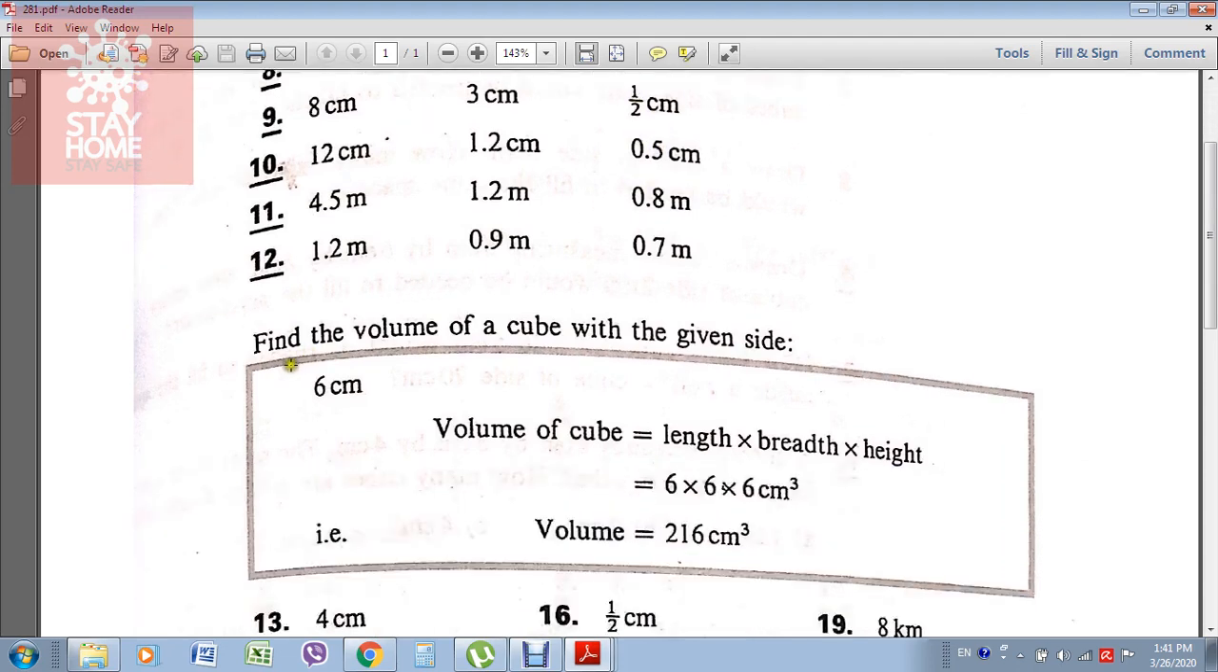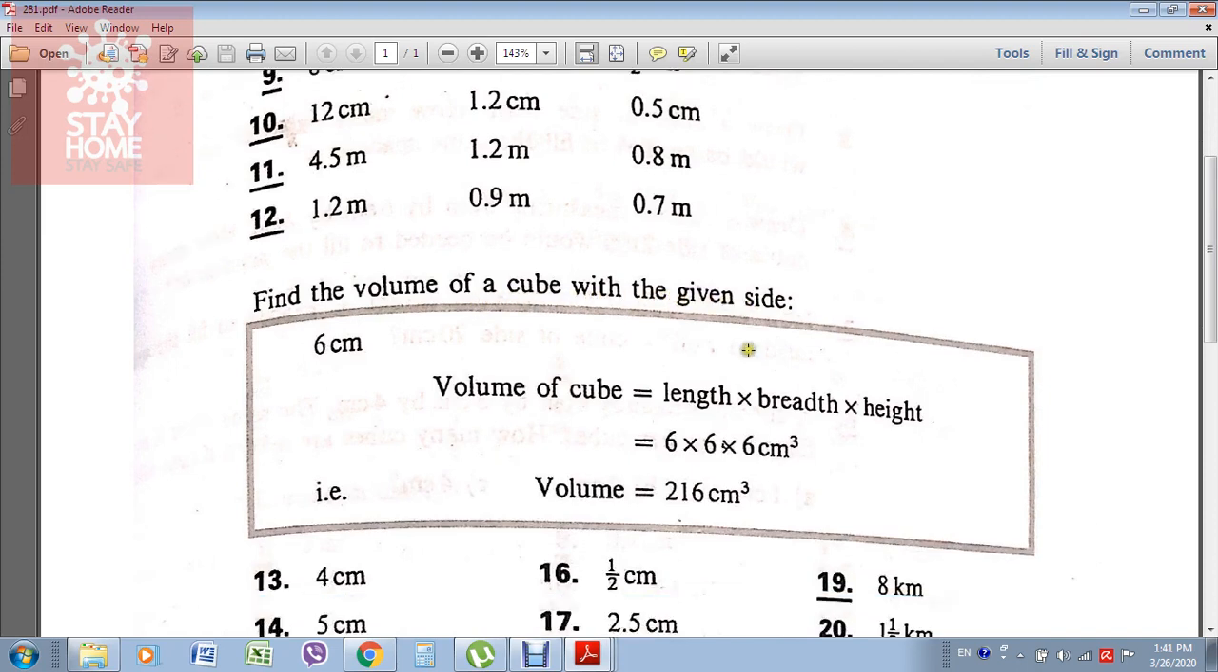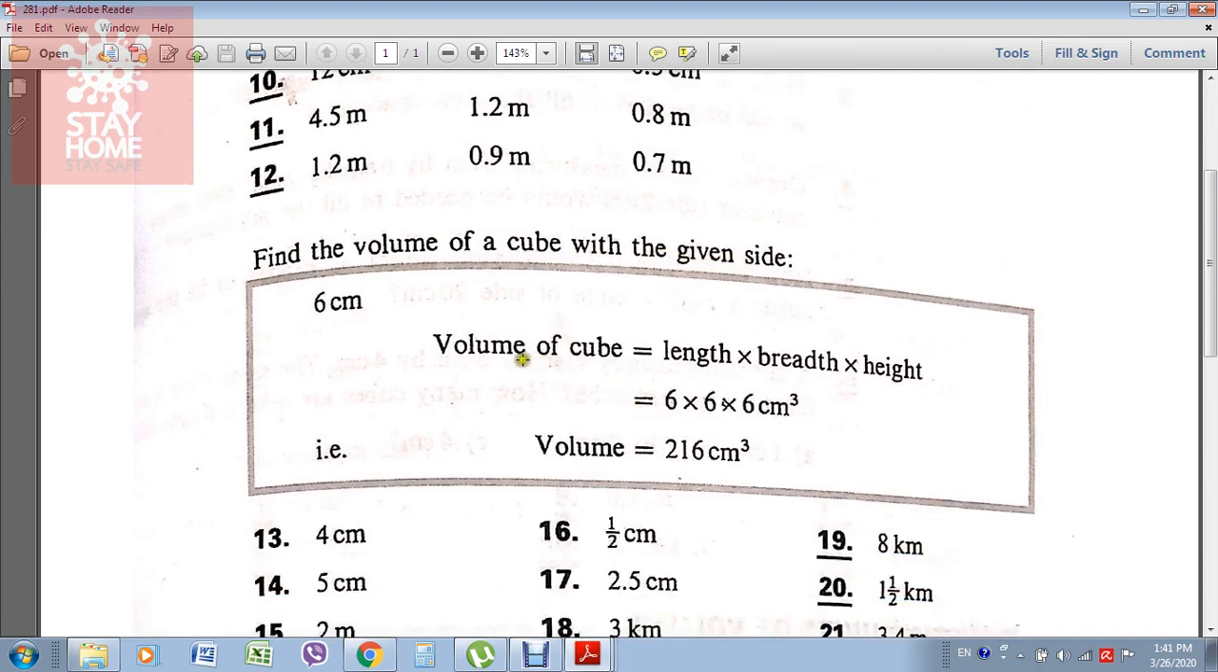Now the next example: find the volume of the cube with the given side, 6 centimeter. Given side means one single side is given. So the volume of the cube is equal to, here all three sides are equal, length, breadth and height are equal. So you will multiply this 3 times.